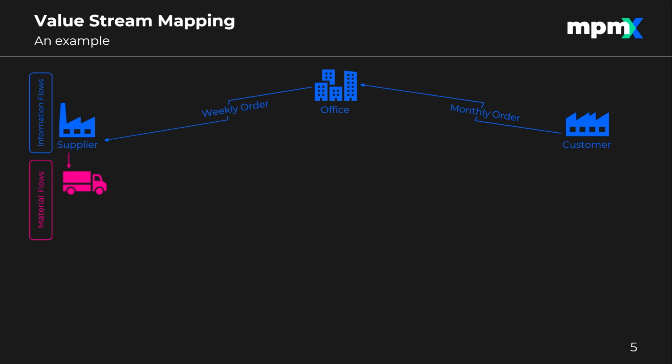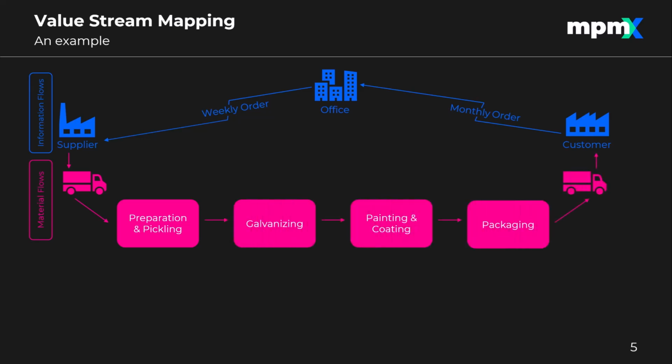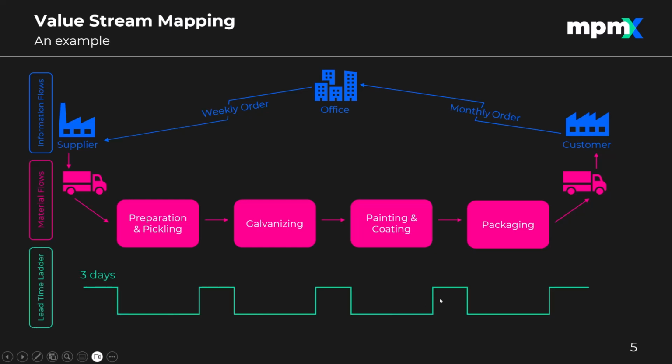They sit around in our warehouse until the first actual production step, the preparation and pickling, is done. Then other production steps like galvanizing, painting and coating, packaging are executed. And in the end, the product, the finished door, gets delivered to our customer, the car producers. But where in this process is now the actual value adding time? That's what we can find out when we take a look at the lead time ladder.